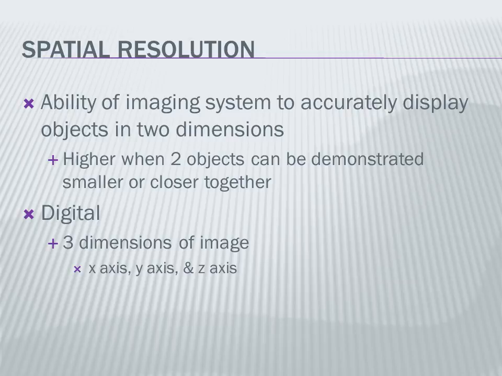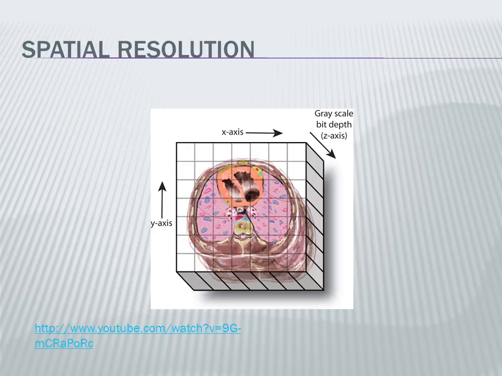Digital imaging has 3 dimensions of the image, which are the x-axis, y, and z, which can be used in CT and MRI. Together they express quality of spatial resolution. This is an example, and you can use the YouTube video below to describe spatial resolution in grayscale. You can see the z-axis is the bit depth in the pixel, or the grayscale, and is considered a voxel or 1 pixel. X plus y equals the spatial resolution.